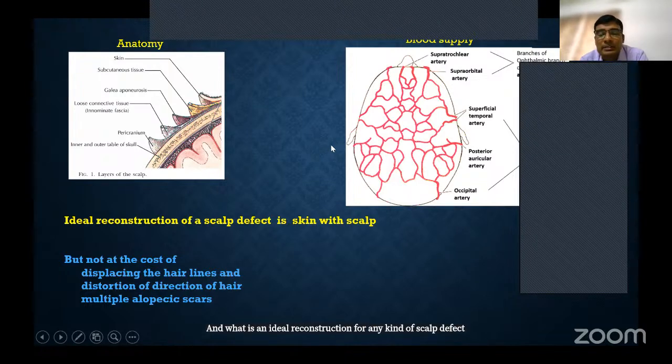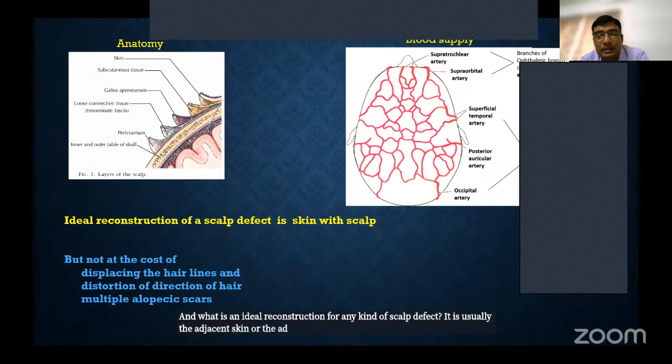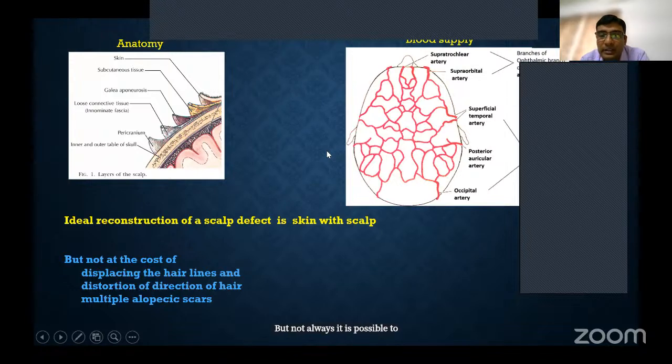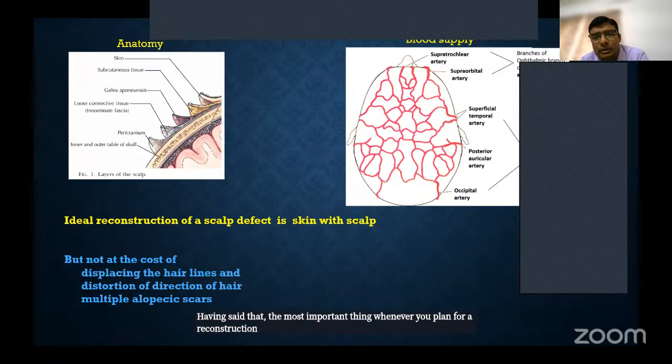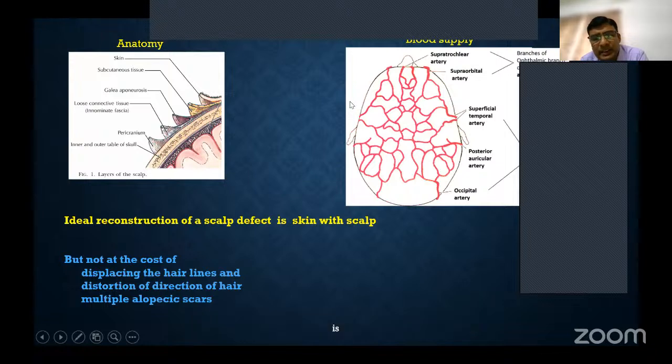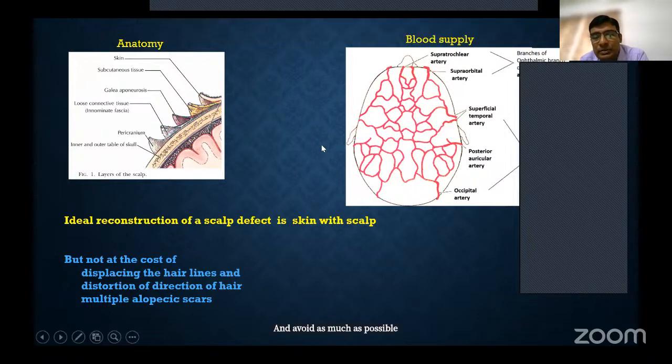What is an ideal reconstruction for any kind of scalp defect? It is usually the adjacent skin from the scalp. But not always is it possible to do it in the primary stage, so there are times when you have to stage it. The most important thing whenever you plan reconstruction of a skin-alone defect is not to displace the hairlines. Do not distort the direction of the hairs, and avoid as much as possible scars due to surgery, which will eventually be alopecia and look ugly. That is the main thing you should remember.